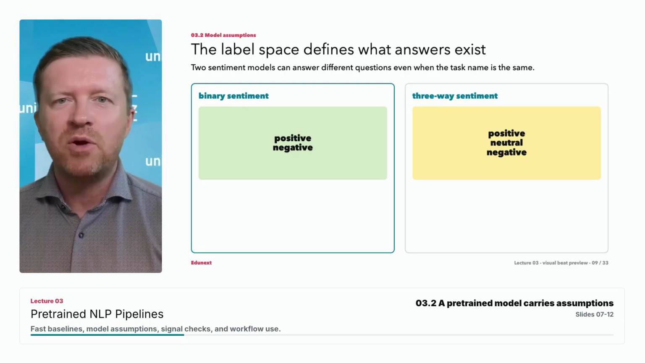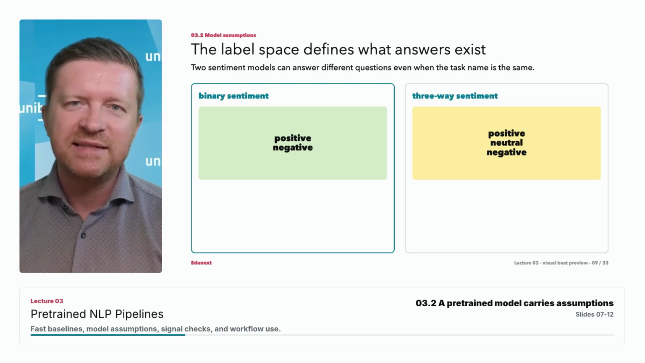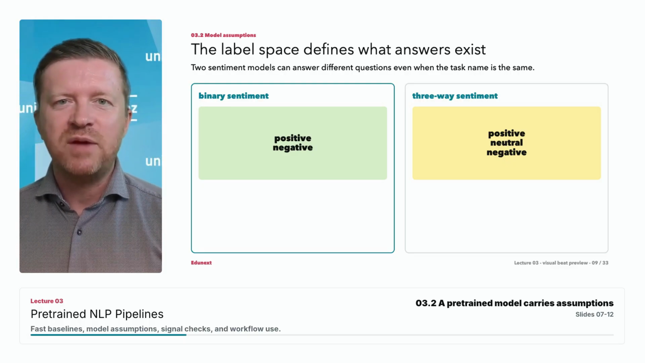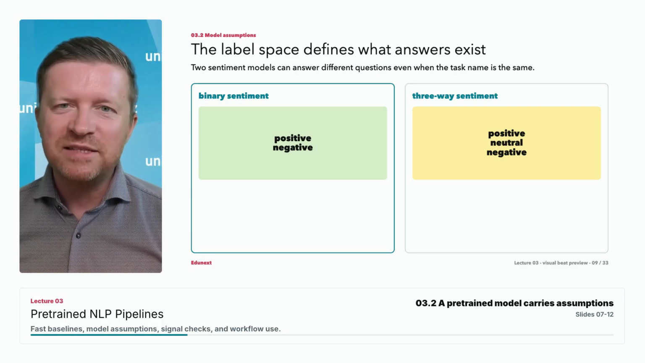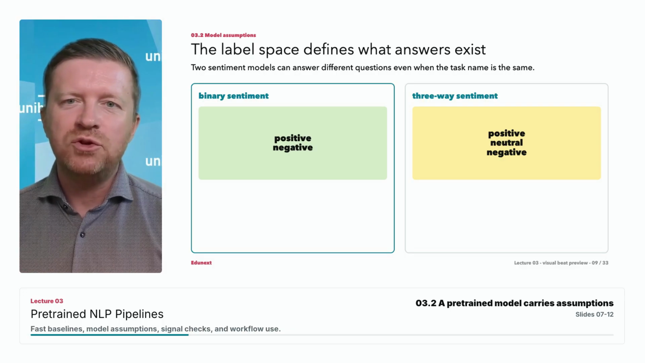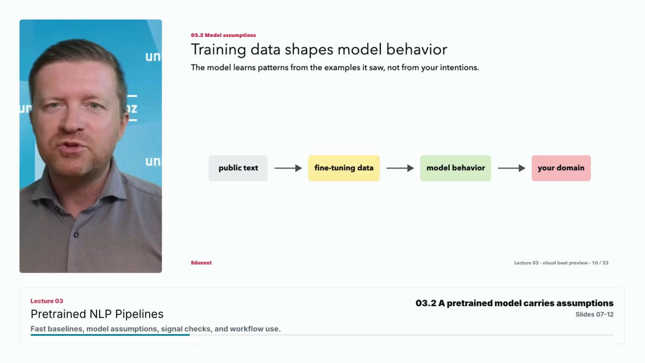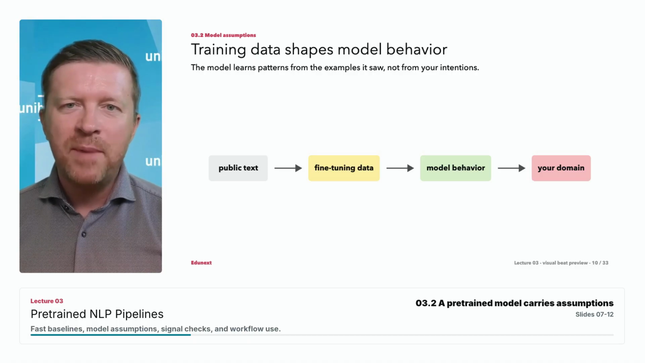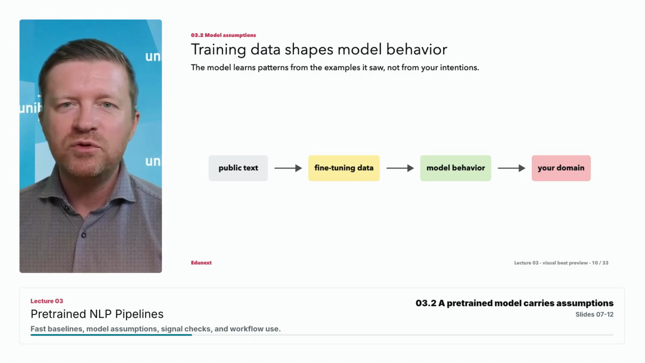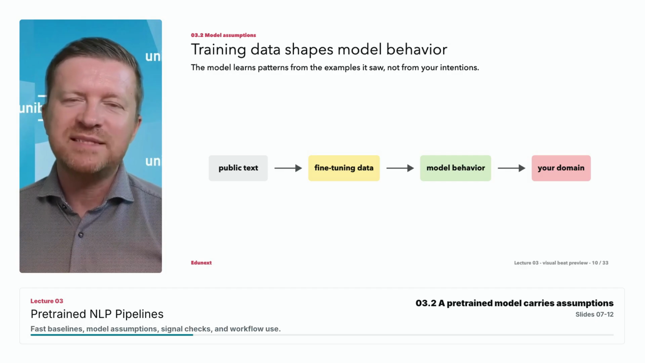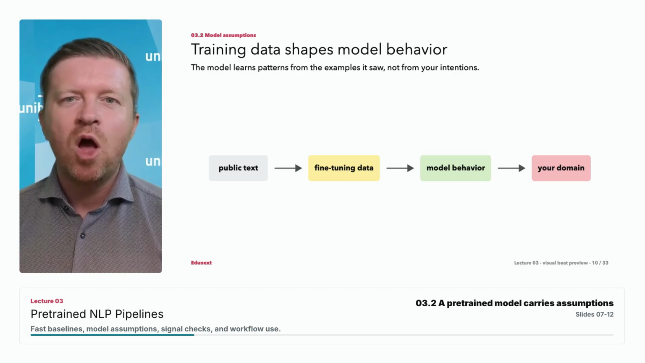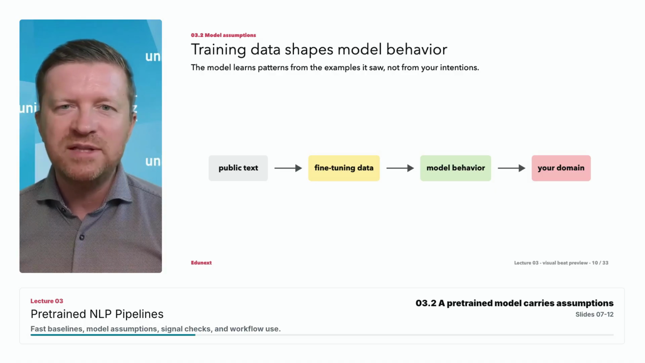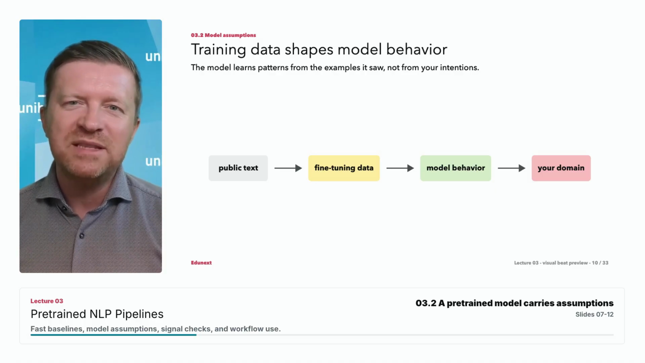Two models may both say they perform sentiment analysis, but one model may have two labels, positive and negative, while another may include neutral. A model trained for short movie review sentiment may behave differently from a model you use on airline complaints, product tickets, or university feedback. The output format may look similar, but the meaning of the label can be different.